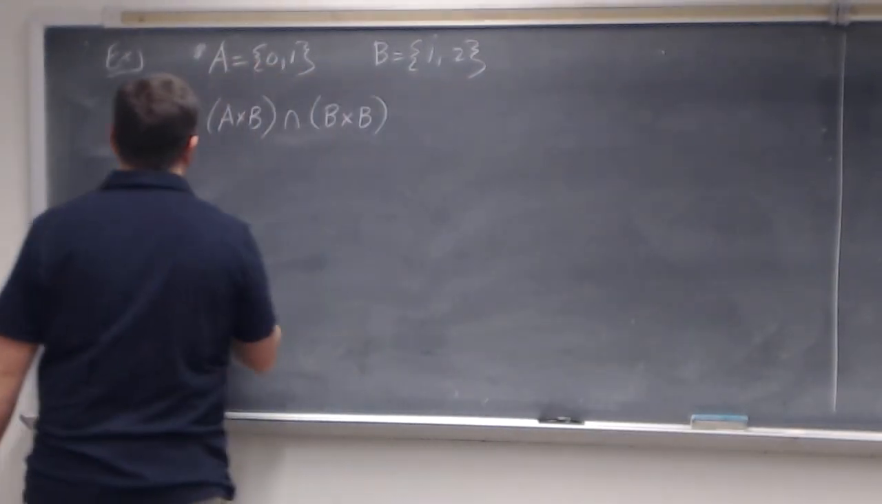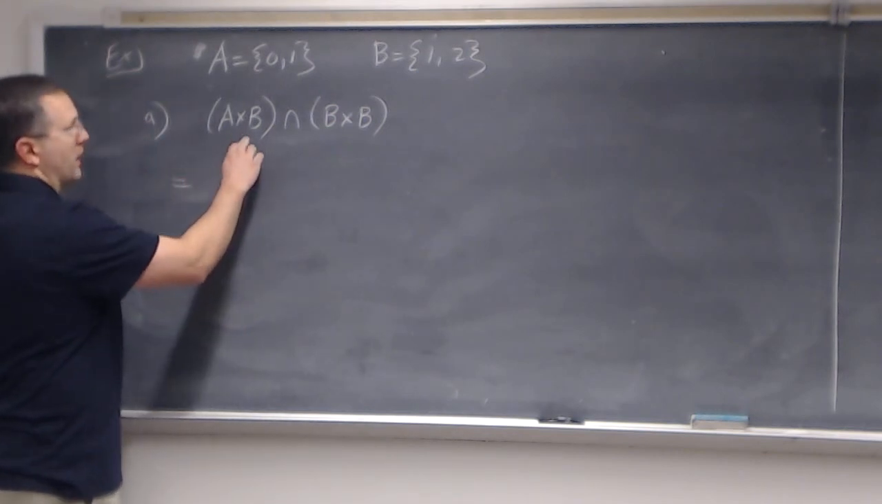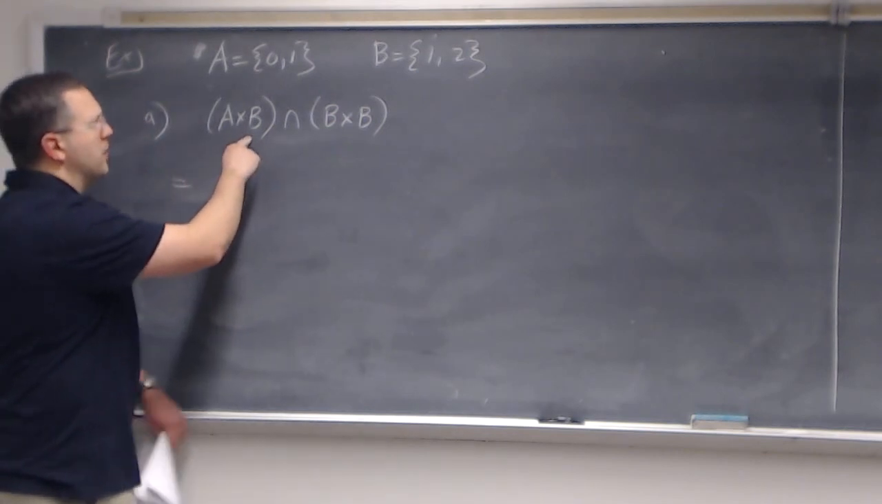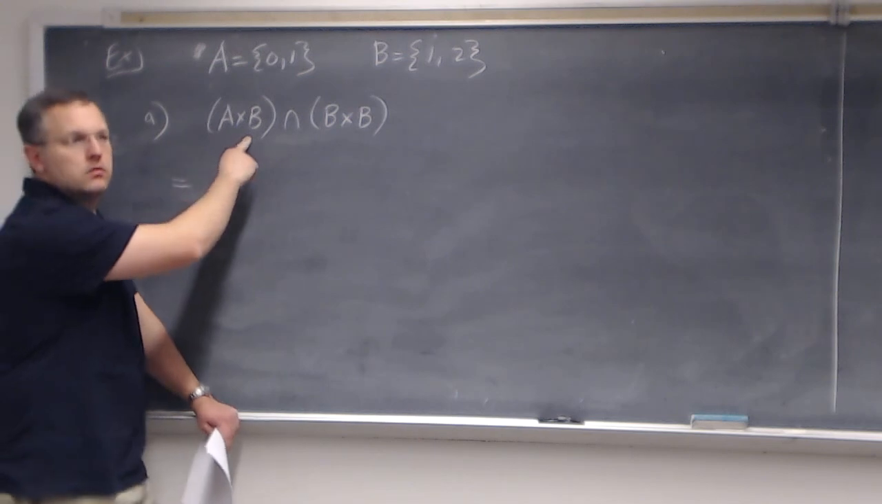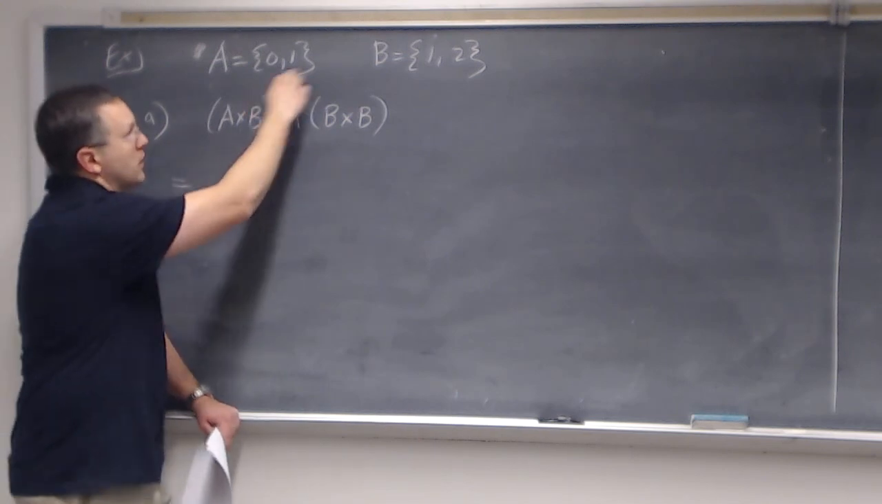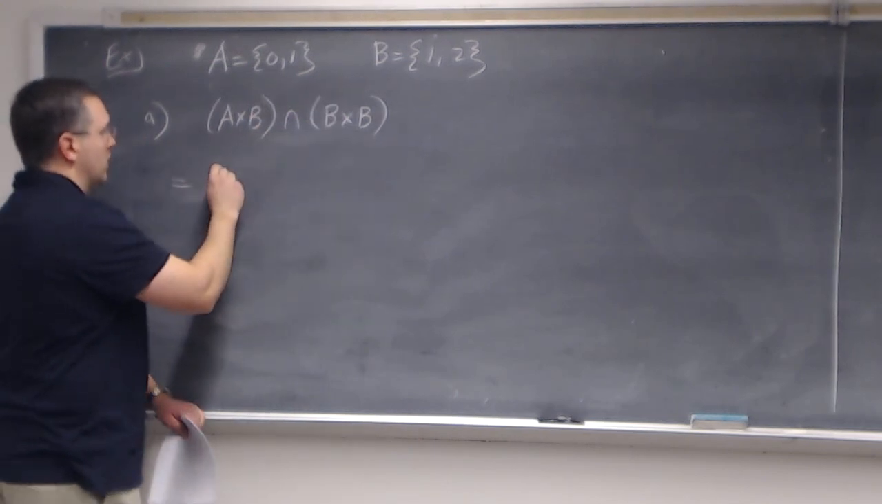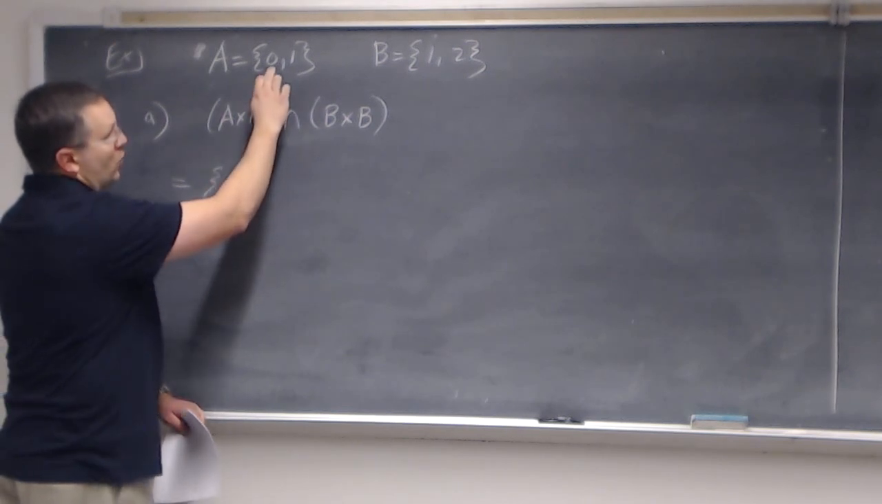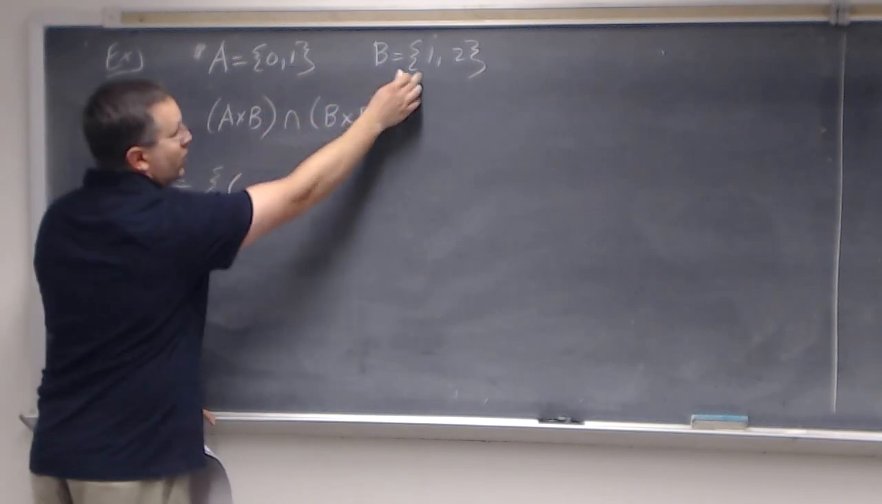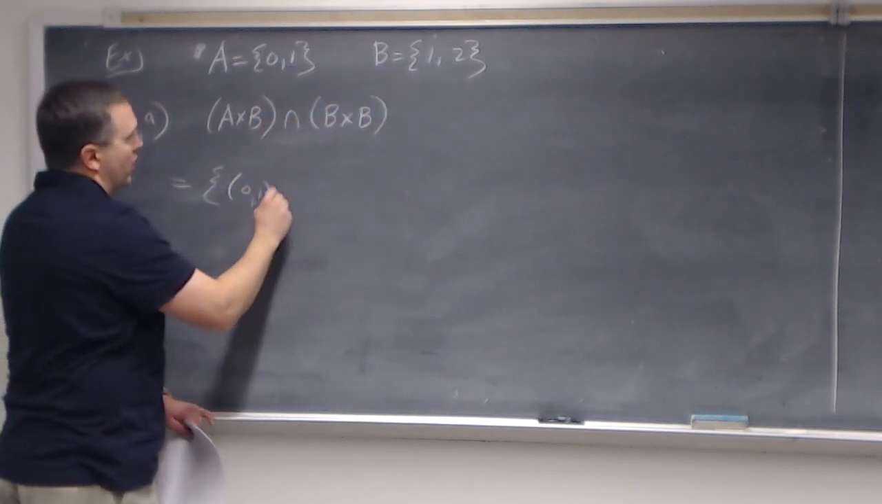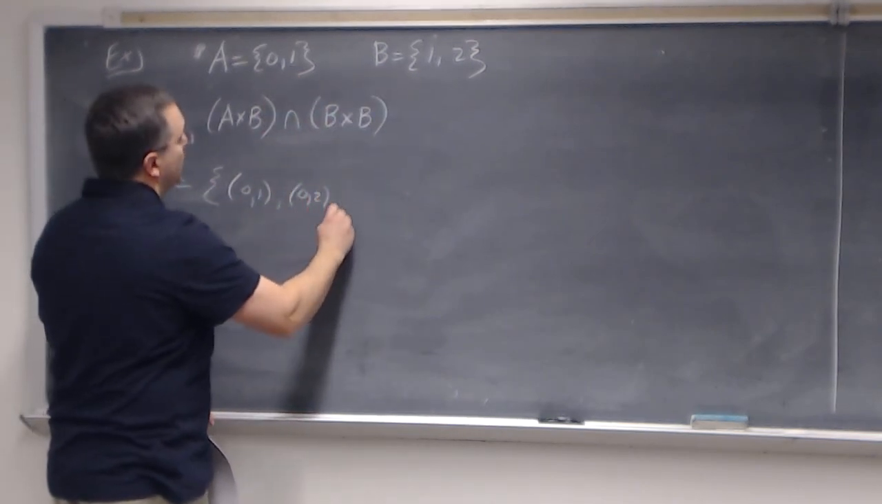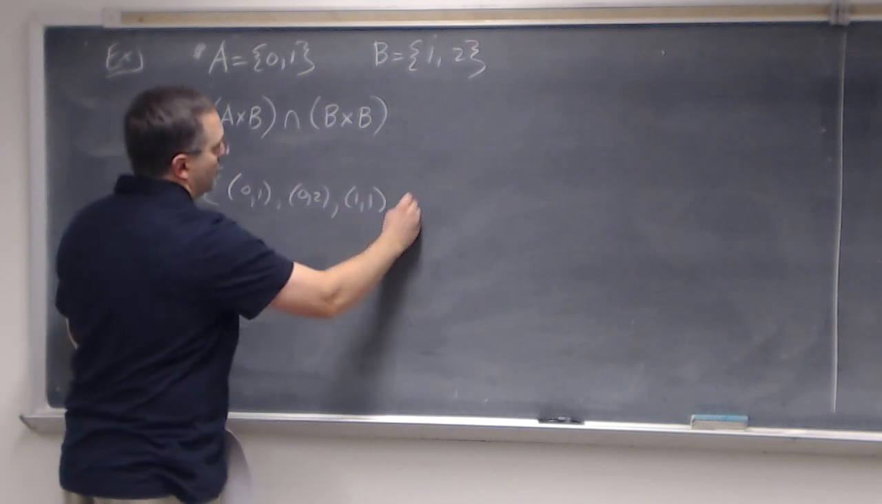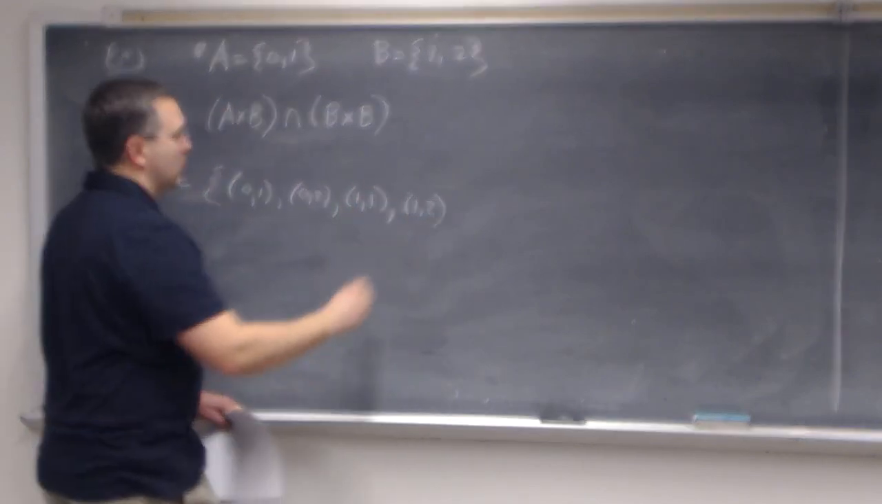So let's think about A cross B. How many ordered pairs are going to be in A cross B? 4, right? 2 times 2. So A cross B is going to be the set containing ordered pairs where the first coordinate is in A and the second coordinate is in B. So it's (0,1), (0,2), (1,1), (1,2). So there's A cross B.